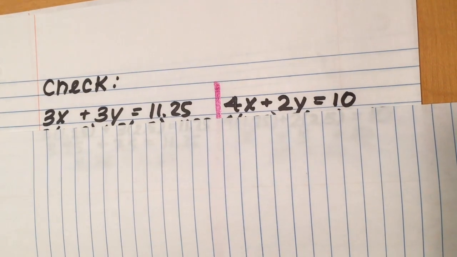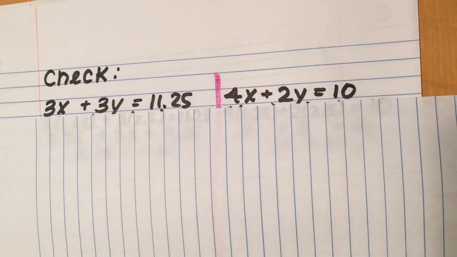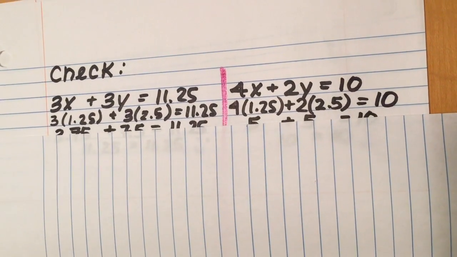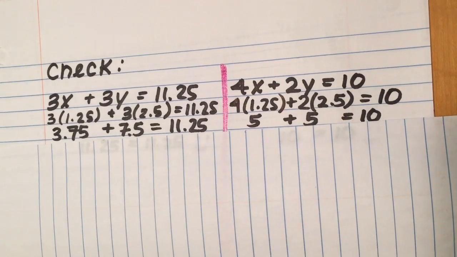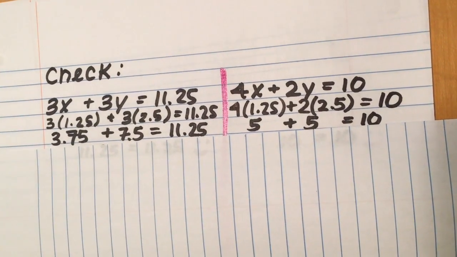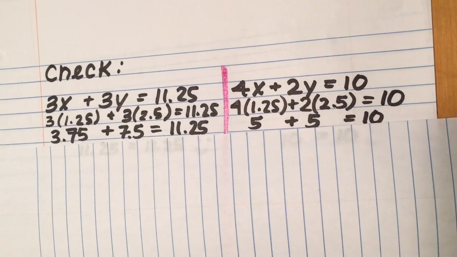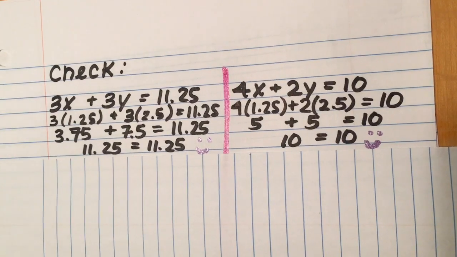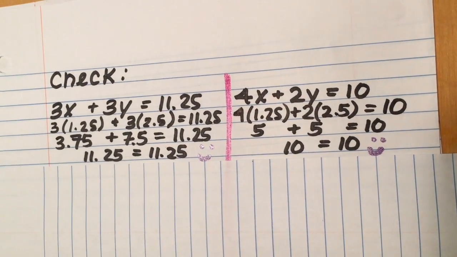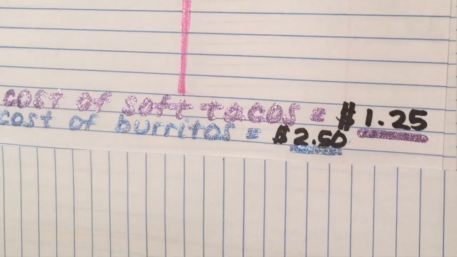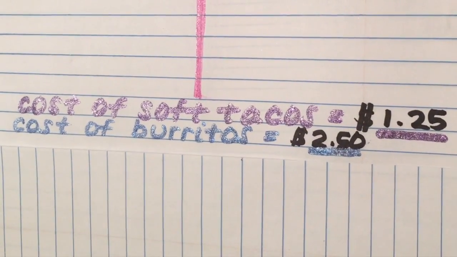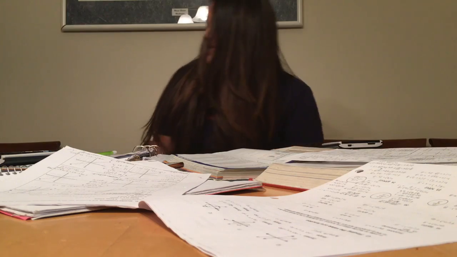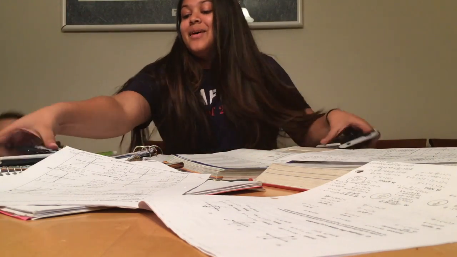Now we are going to check both equations. First, plug in the x and y values for both equations. 3.75 plus 7.5 equals 11.25 and 5 plus 5 equals 10. Both of them are correct because 11.25 does equal 11.25 and 10 does equal 10. Therefore, the final cost of soft tacos is $1.25 and the cost of burritos is $2.50.